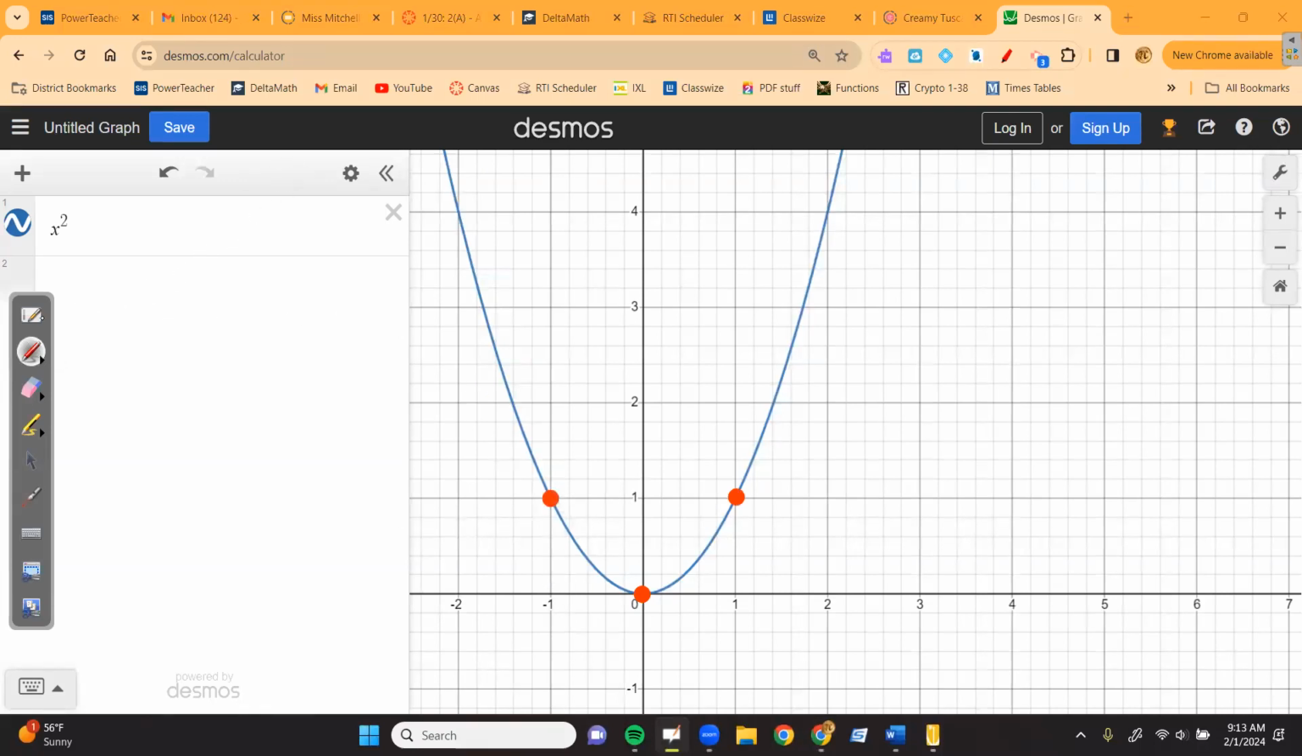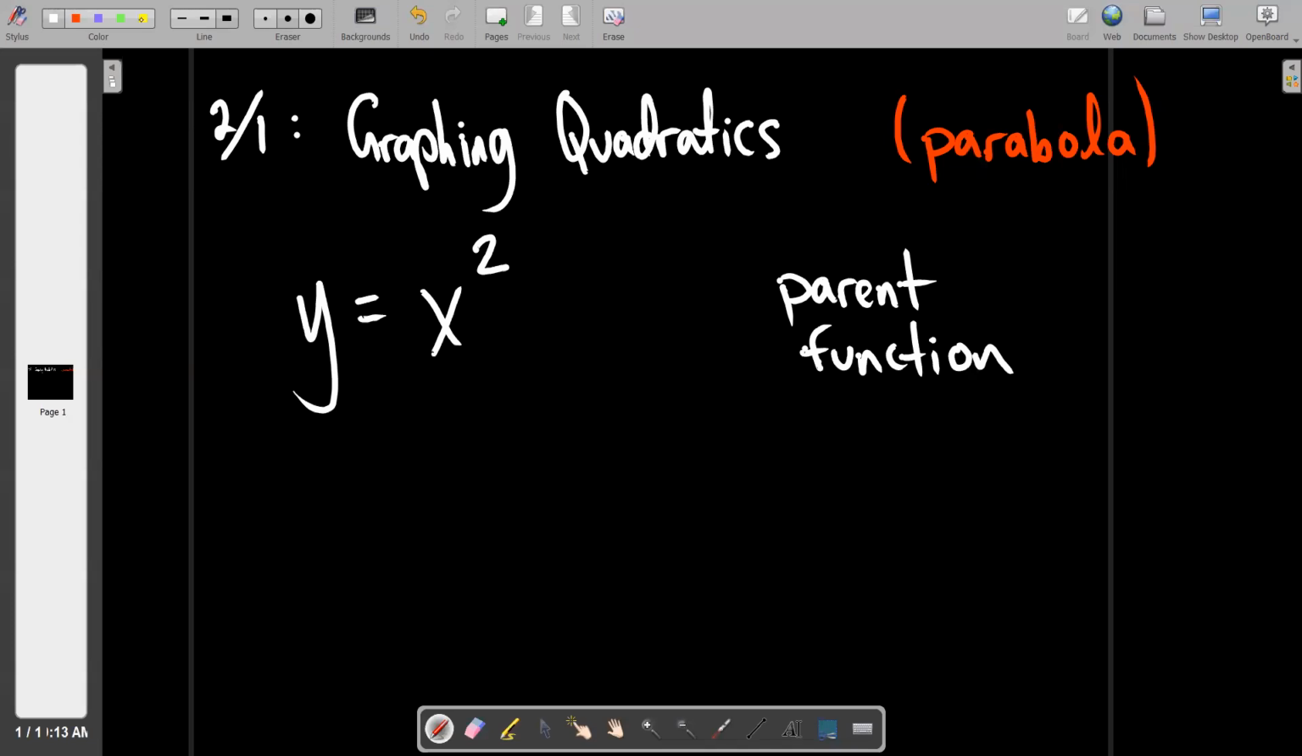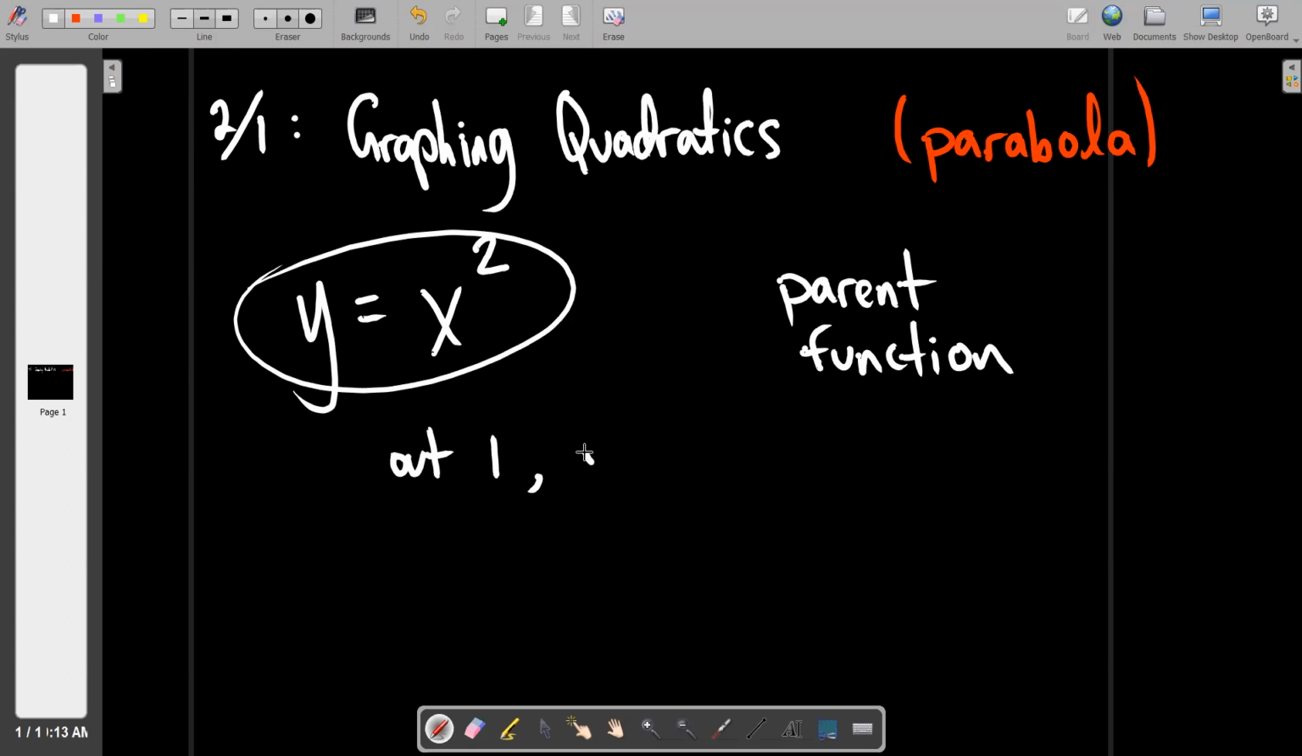So let's head back to our other page and let's add this in. For the parent function, we have a relationship of out 1, up 1. And you'll see the pattern of why this works here in just a second.